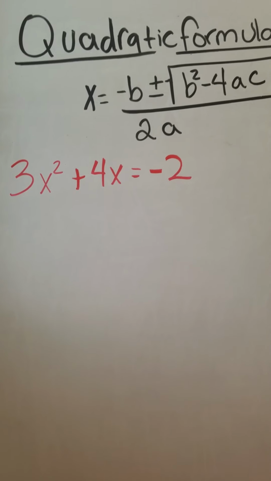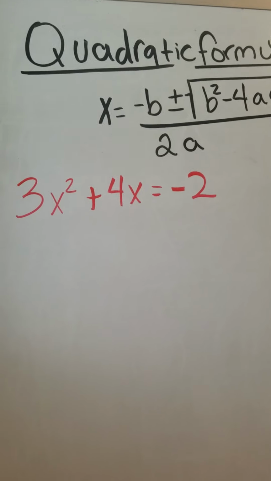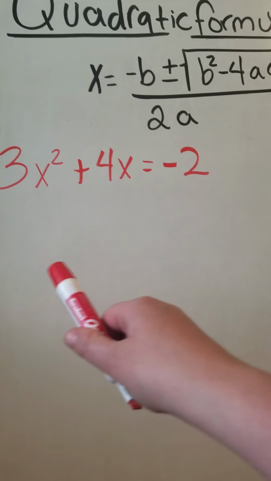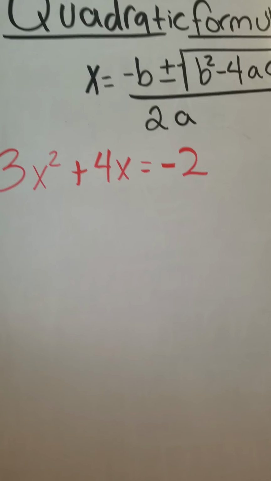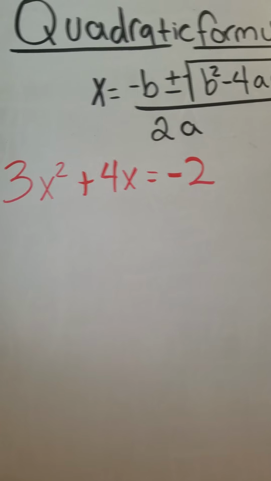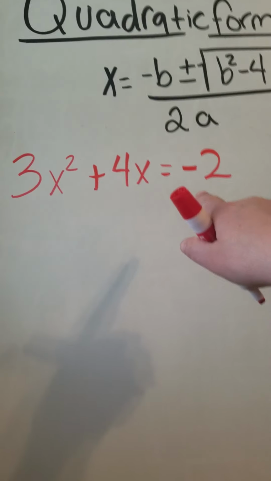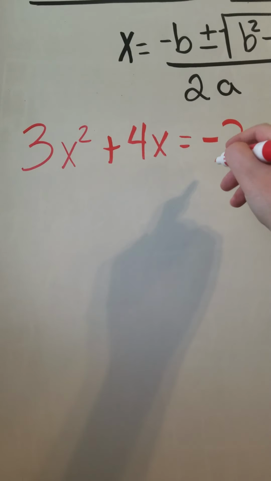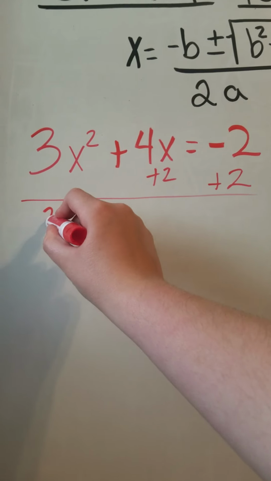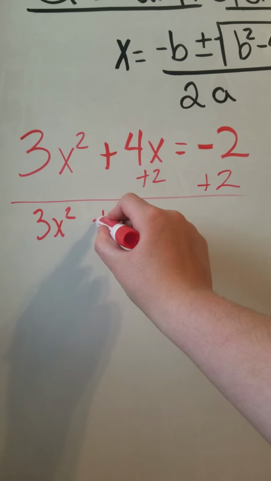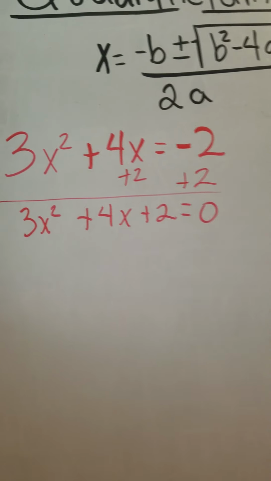Alright guys, let's just do a little bit more practice with the quadratic formula on some of these special cases here. Notice I have 3x squared plus 4x equals negative 2. The problem here though is, as we've said before, we need to be equal to 0. But I'm equal to negative 2 currently. So I'm going to need to move this 2 over to the other side by adding. So now I got 3x squared plus 4x plus 2 equals 0.